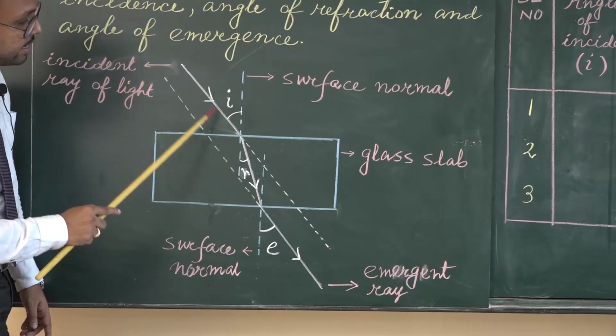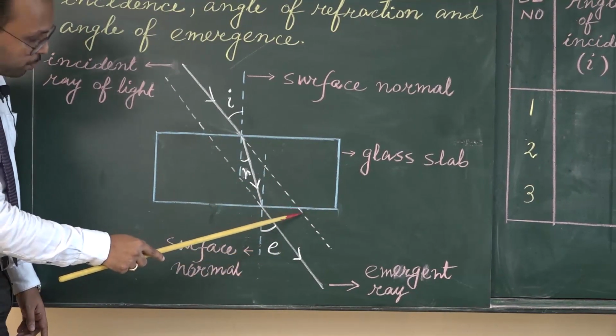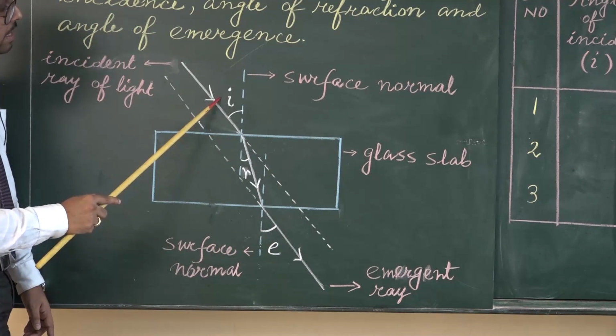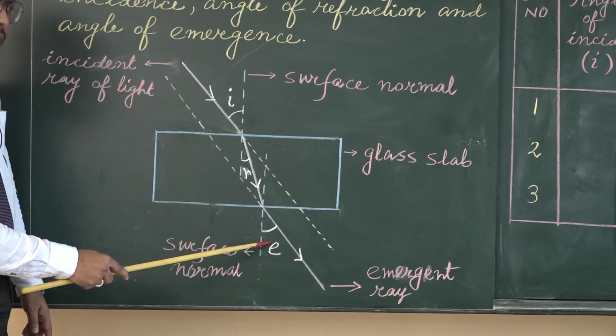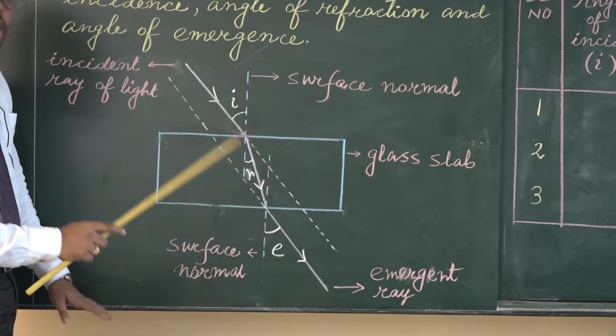That means this extended incident ray and this emergent ray should be parallel. So, to prove them parallel, this particular angle and this particular angle should be equal. So, that practical we are doing, and we will observe whether they are coming equal or not.